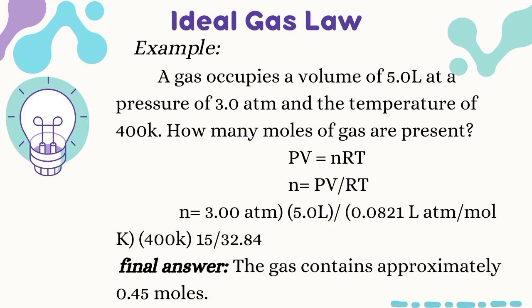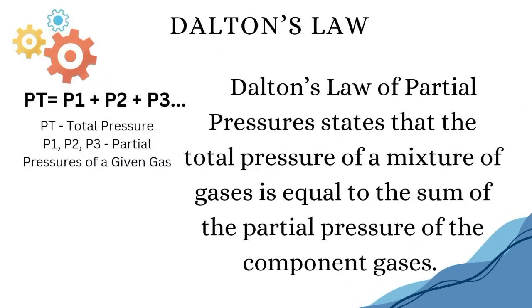P is 3.0 atm and V is equal to 5.0 liters. n is unknown. R is 0.0821, which is a constant. T is 400 Kelvin. So bring down the given numbers. 3 atm times 5 liters is equal to 15. 3 times 5 is equal to 15, and 0.0821 times 400 Kelvin is 32.84. If we divide it, we get 0.45 moles.